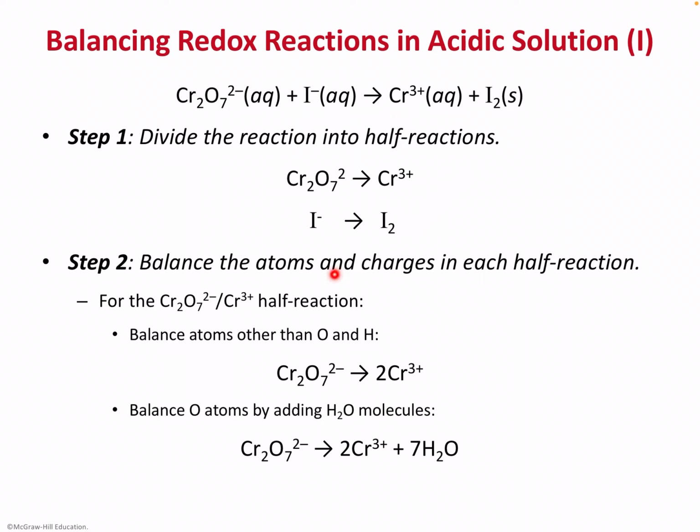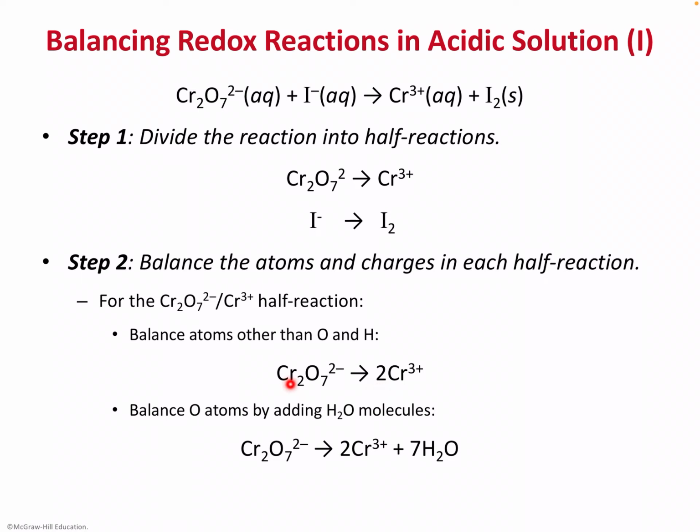And then we balance the atoms and charges in each half reaction. We first take this one. Remember, what are we going to balance first? Atoms other than oxygen and hydrogen. Here you have Cr2O7 with a charge of negative 2, giving chromium, Cr. There are two chromiums here and on this side we have only one, so you have to put 2 here.